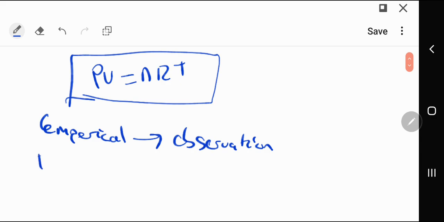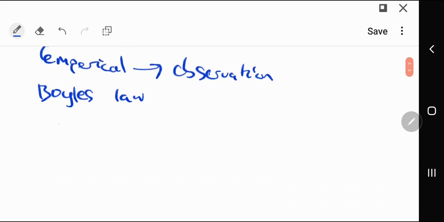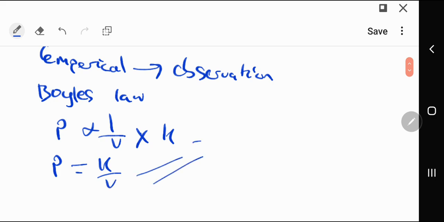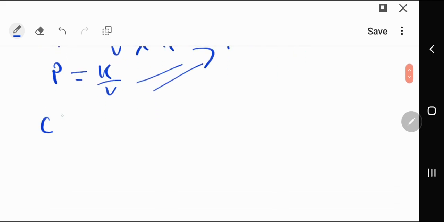First observation was Boyle's, which we call Boyle's law. He found pressure is inversely proportional to volume. If we multiply this by K, we can say pressure is equal to K over V, and therefore pressure times volume is equal to K. Basically, pressure at a fixed temperature times volume is constant. That was Boyle's law. The next law was Charles' law.